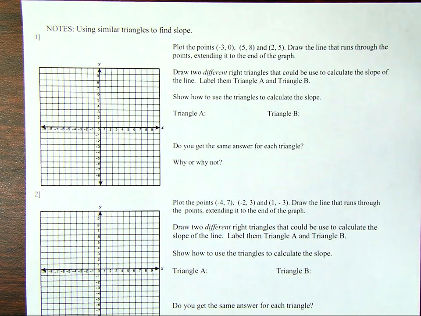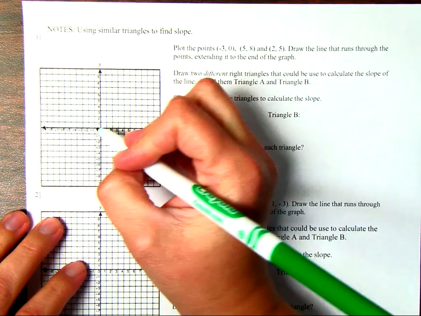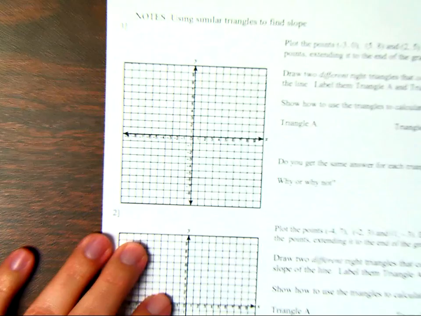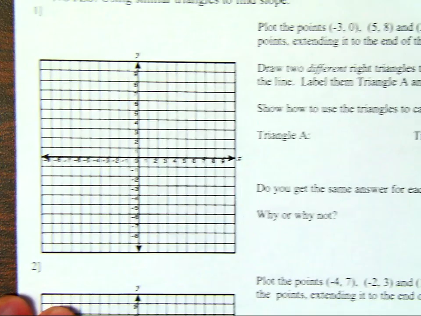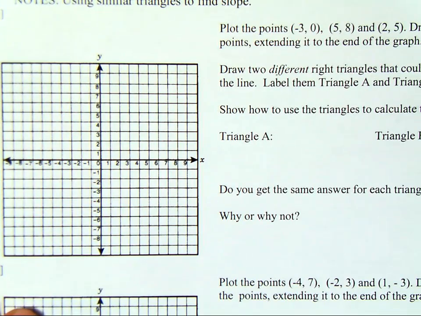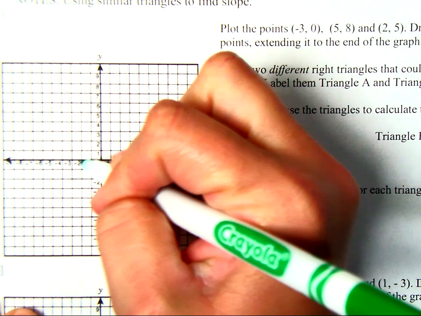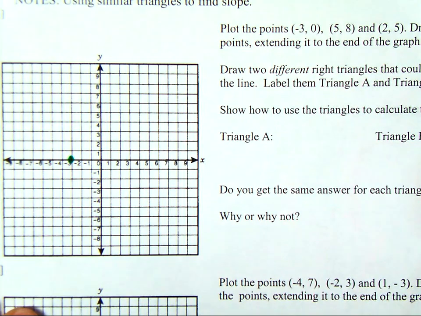So the first thing I'm going to do is plot my points. So we are going to plot when x is -3, and we'll zoom in on the graph on this, and then we'll zoom back out to see the other part. So when x is -3, y is 0. Start at the origin, x is -3, y is 0.